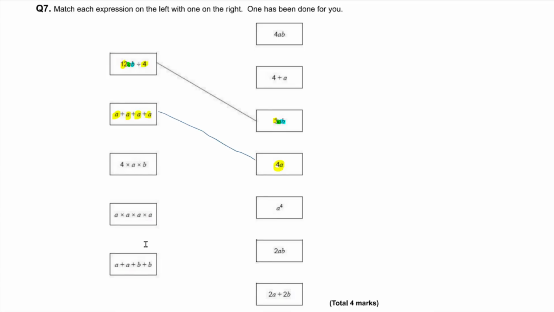4 times a times b. These are all different things, aren't they? I've got a 4, which is a number. I've got an a, and I've got a b. So they all just end up being pushed up against each other. It's going to be that one up there. A times a times a times a. When you times it by itself, you square it. Times it 3 times, it's cubed. Times it 4 times, that's a to the power 4, isn't it? It's that one. And a plus b plus b. I've got two terms in a that I can add together, two terms in b that I can add together. So a plus a is 2a, b plus b is 2b. So that is 2a plus 2b, that one.